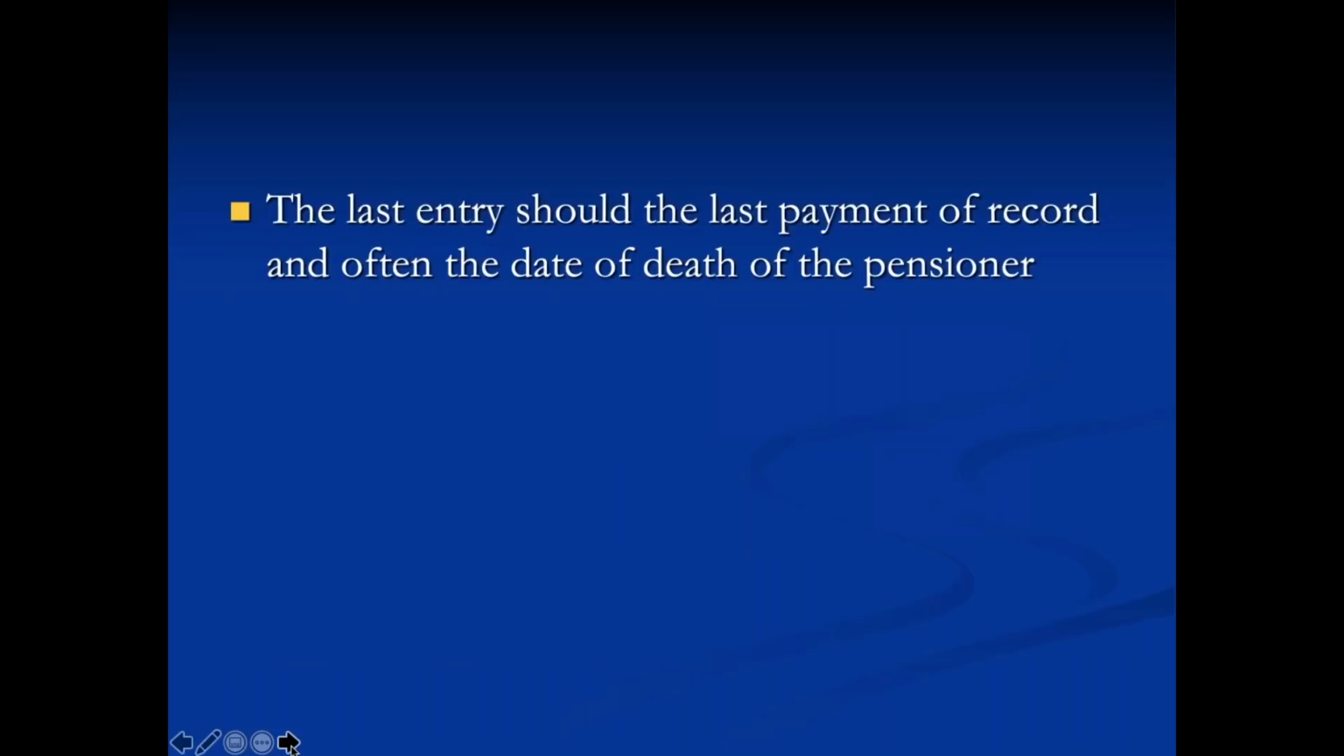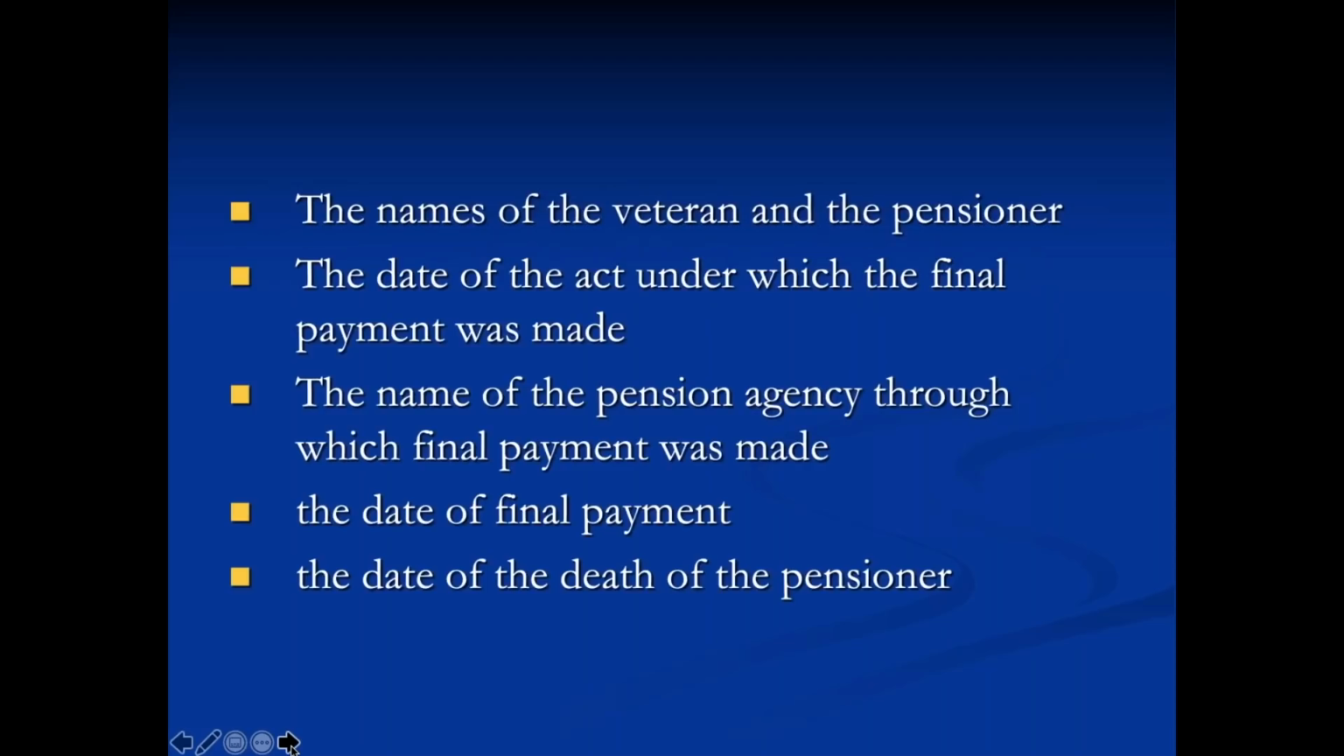The last entry should be the last payment of record, and often the last entry will have a date of death. If there is a last entry and there is a date of death, it's likely that you're going to be able to find heirs. So what we have here is the name of the veteran pensioner, the date of the act in which the final payment would be made, the pension agency through which that final payment was made, the date of the final payment, and the death date of the pensioner.